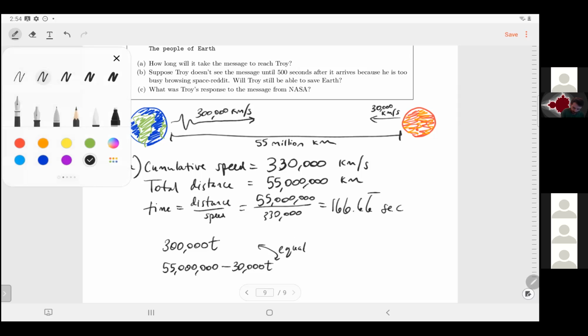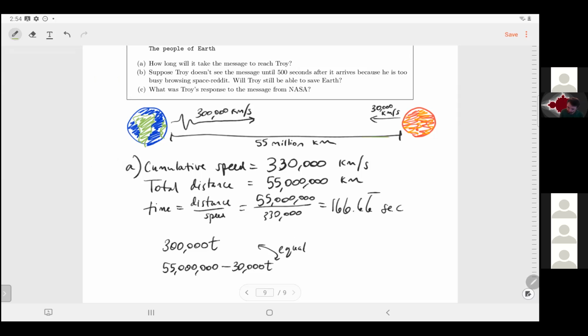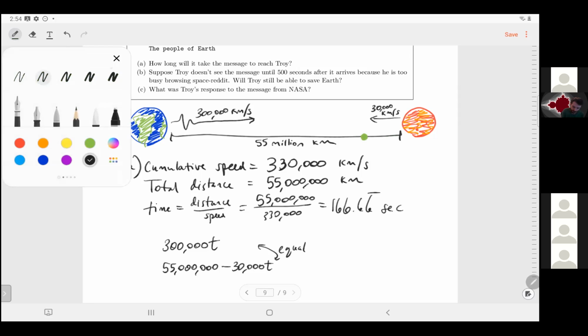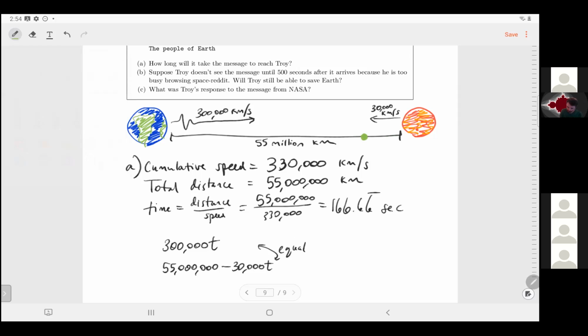So let's put this on our graph. Let's say I'm like right here when the message reaches me. Okay, so this is time, keep using green. This is t equals 166.66 repeating. That's where we meet up. Okay, let me erase this just so I have room.